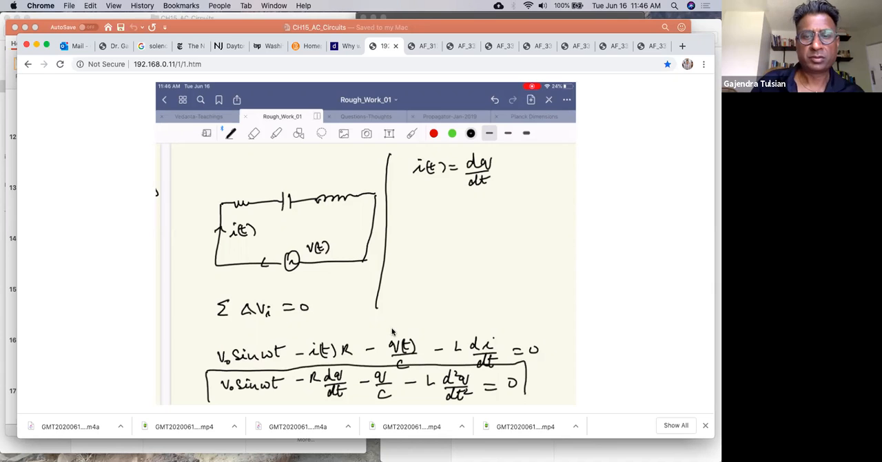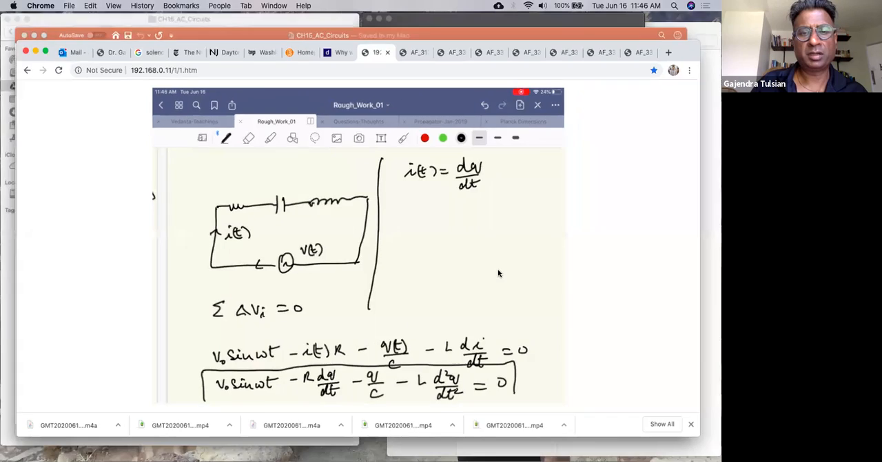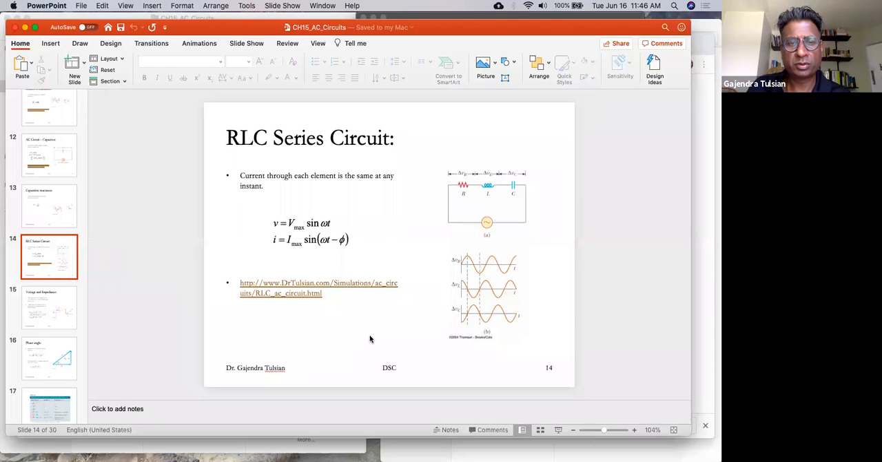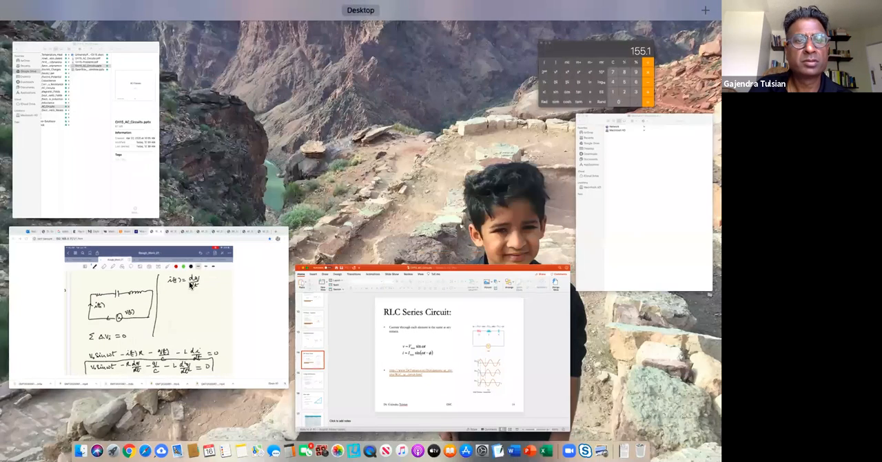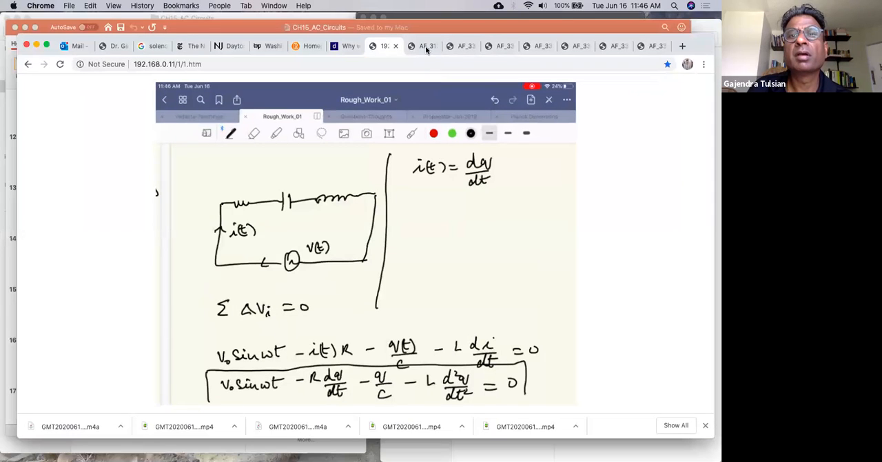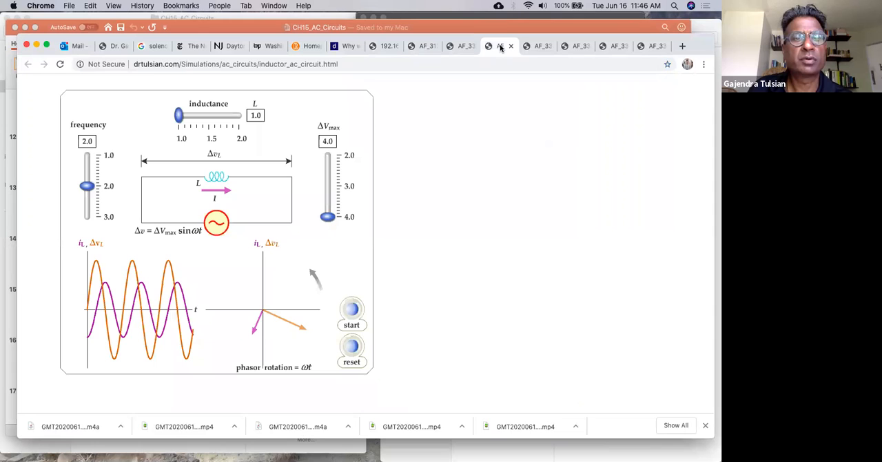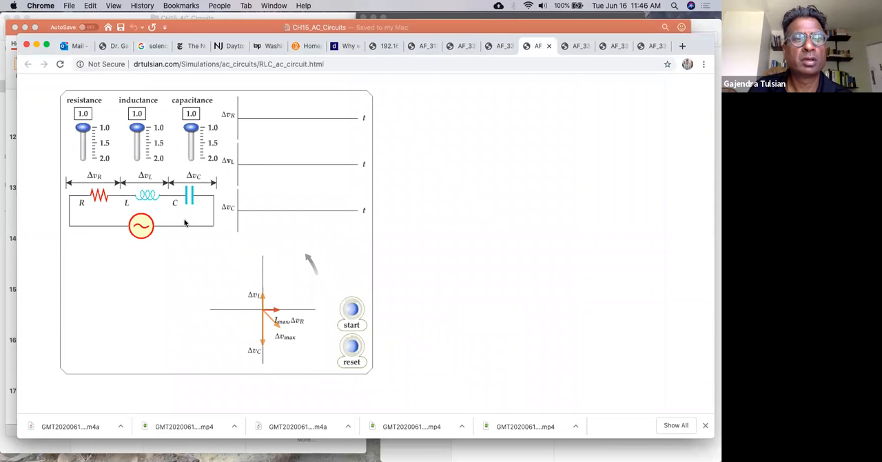Okay. So rather than solving this differential equation, solving for Q and then getting I by taking the derivative of Q, rather than doing that, we'll show you how to solve this using phasors. Okay, so let's look at the phasor for the RLC circuit.